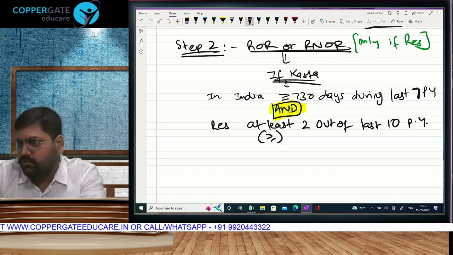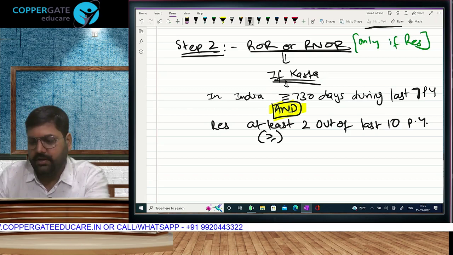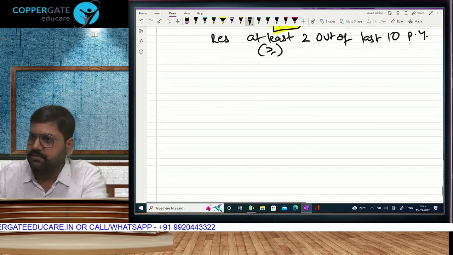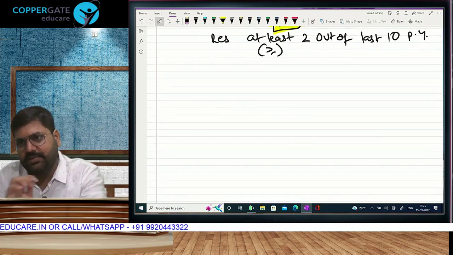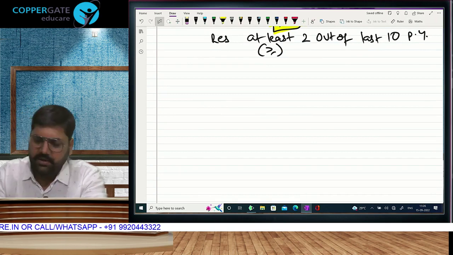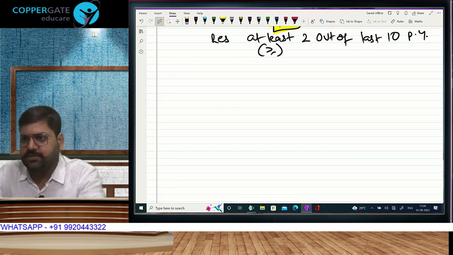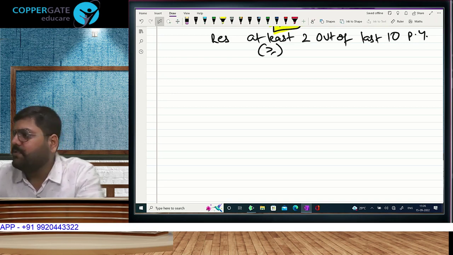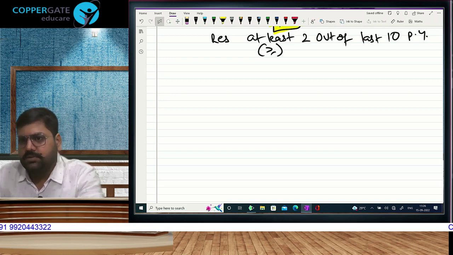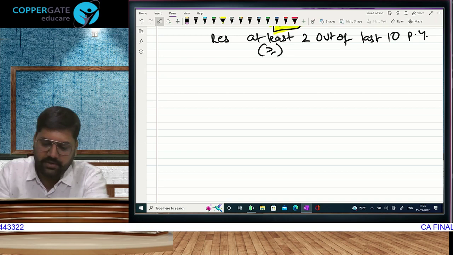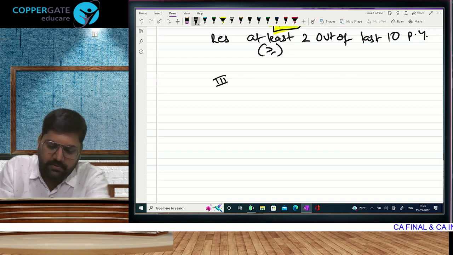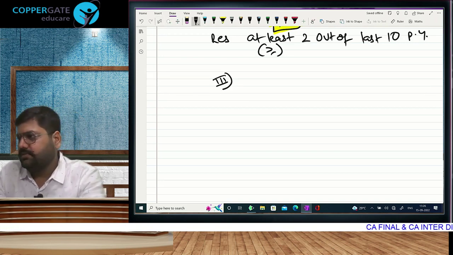If it is NR, you will not perform step 2. Correct? Okay, finished. HUF's residential status is over. Like this, we have to finish for all the assessees. That will be completion of the first part of the chapter. And then we move to the second part, that is scope of total income. Okay. But for now, the third assessee.